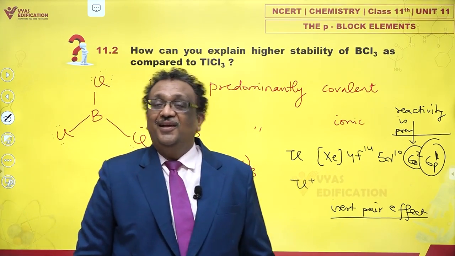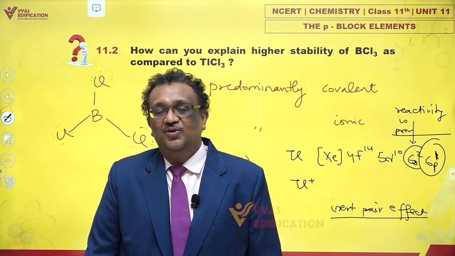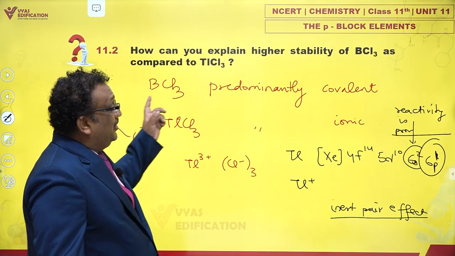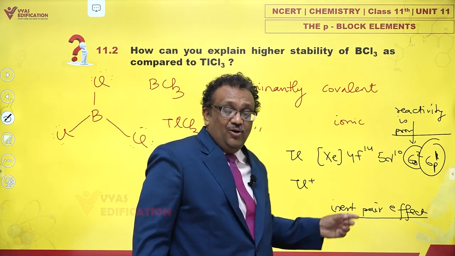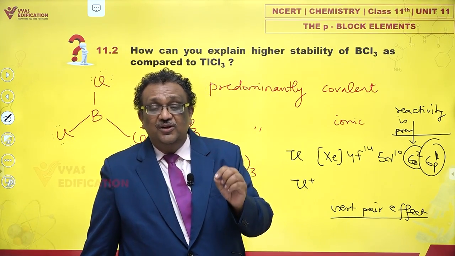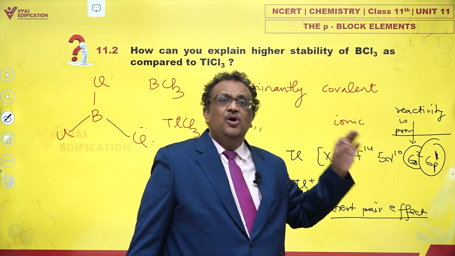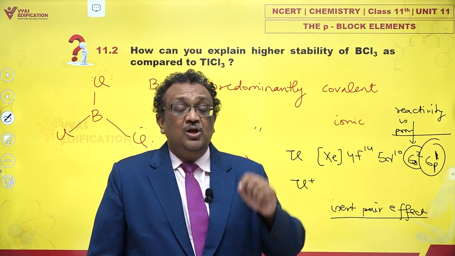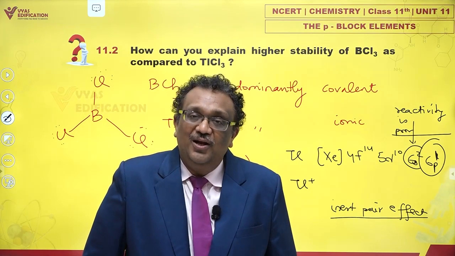And this is called inert pair effect. So what is inert pair effect? Poor reactivity or the lesser tendency of reaction for 6s2 electrons, or in general ns2 electrons, on moving down p block is called inert pair effect.